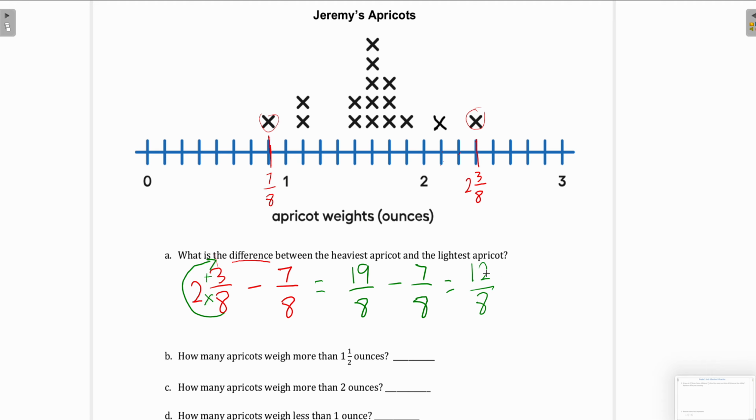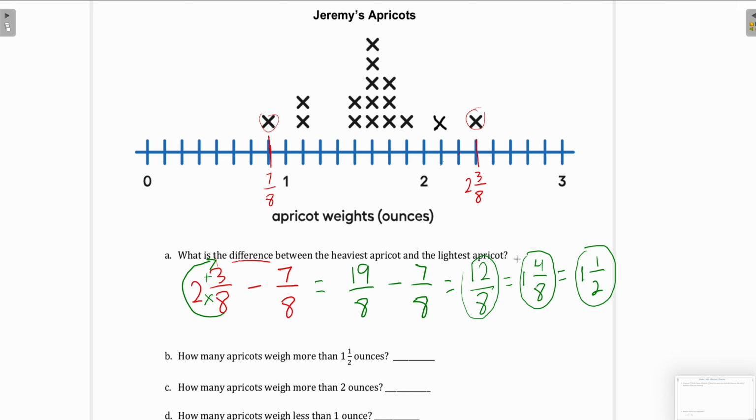And that is equal to one group of 8/8 plus an additional 4/8. So that's 1 and 4/8, which is also equal to 1 and 1/2. So any of these three answers will be valid: 12/8, 1 and 4/8, or 1 and 1/2.